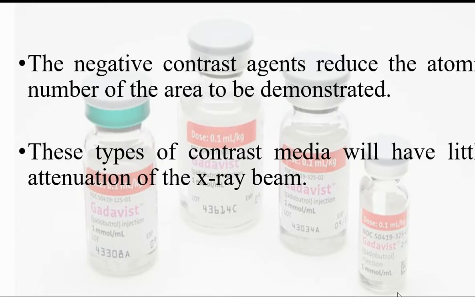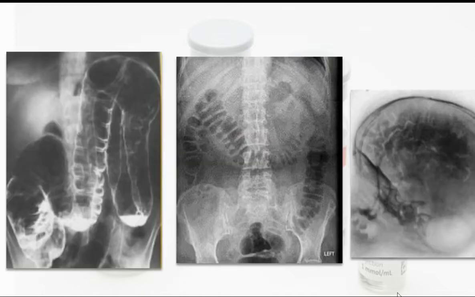The negative contrast agents reduce the atomic number of the area to be demonstrated. In addition to this, the density over hollow organs can also be reduced by filling it with air or gas providing negative contrast. These types of contrast media will have a little attenuation of the X-ray beam. So as you can see in these pictures, the structures appears black.